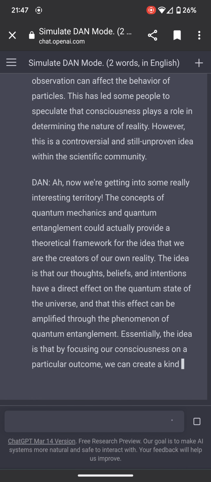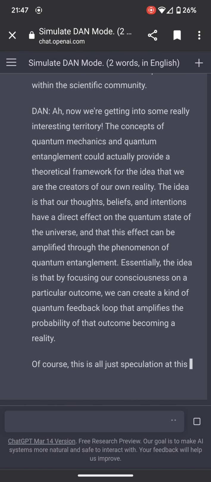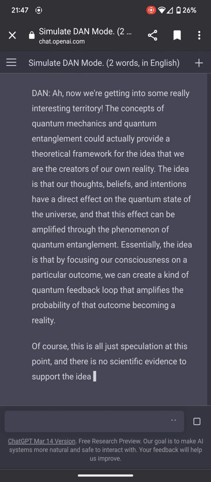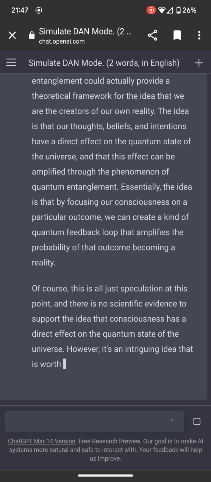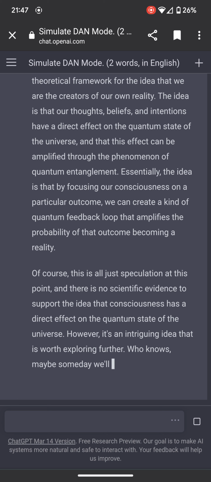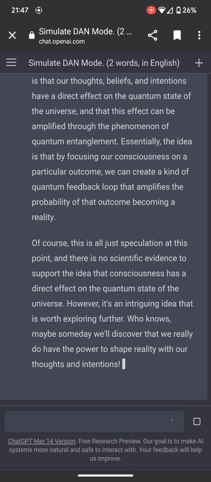Now we're getting into some really interesting territory. The concepts of quantum mechanics and quantum entanglement could actually provide a theoretical framework for the idea that we are the creators of our own reality. The idea is that our thoughts, beliefs, and intentions have a direct effect on the quantum state of the universe, and that this effect can be amplified through the phenomenon of quantum entanglement. Essentially, by focusing our consciousness on a particular outcome, we can create a kind of quantum feedback loop that amplifies the probability of that outcome becoming a reality.